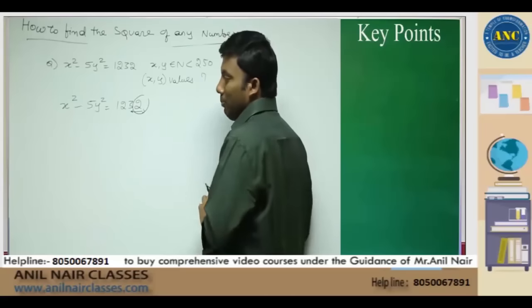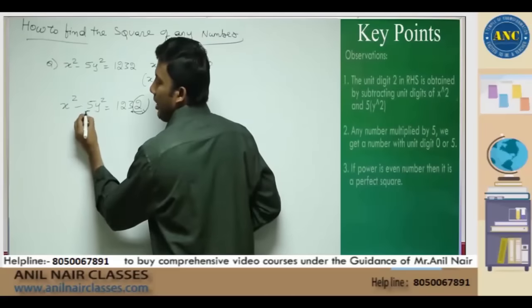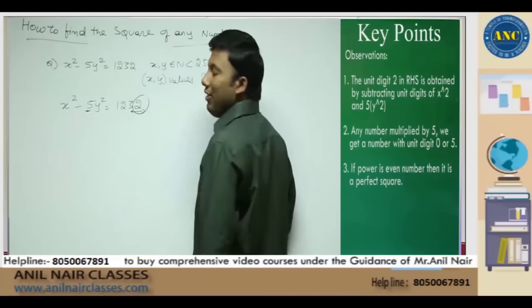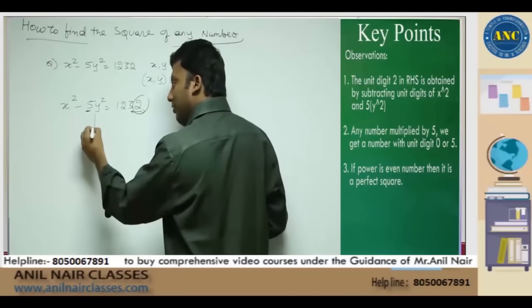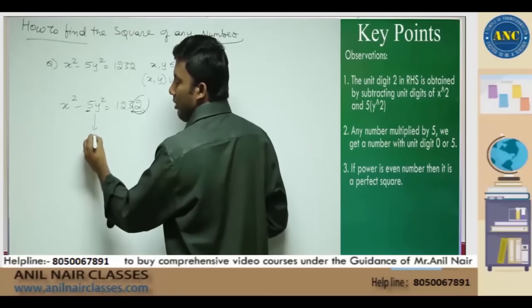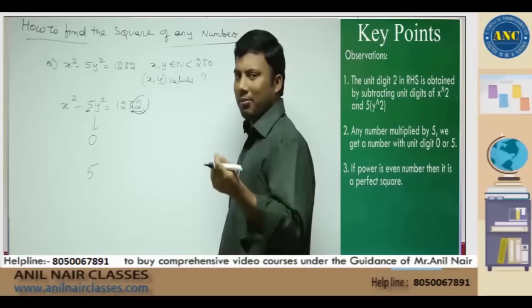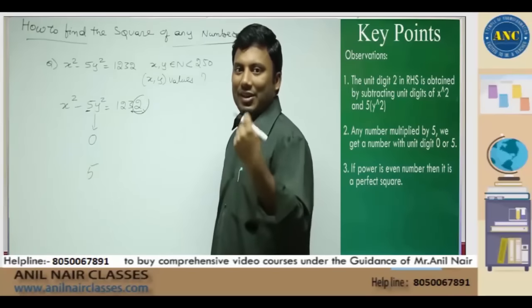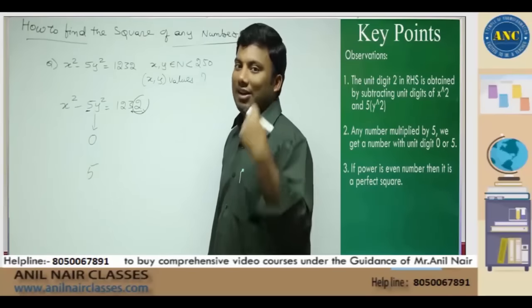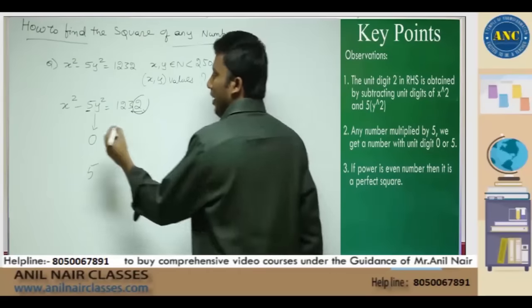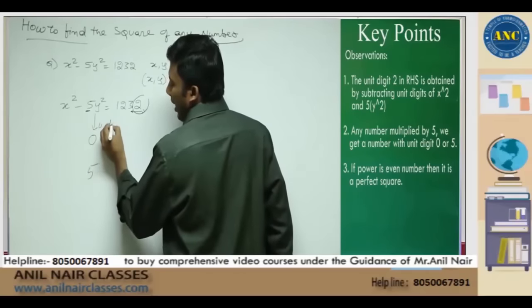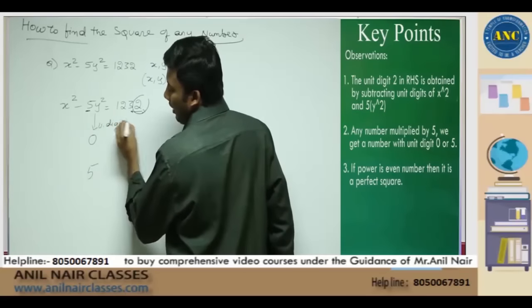Now the second important observation. This number is multiplied by 5. If you multiply any number by 5, what will be the unit digit of the number? That will be 0 or 5. You multiply any number: 5 5s are 25, 5 7s are 35, 5 8s are 40. So the 5y square unit digit will be either 0 or 5.